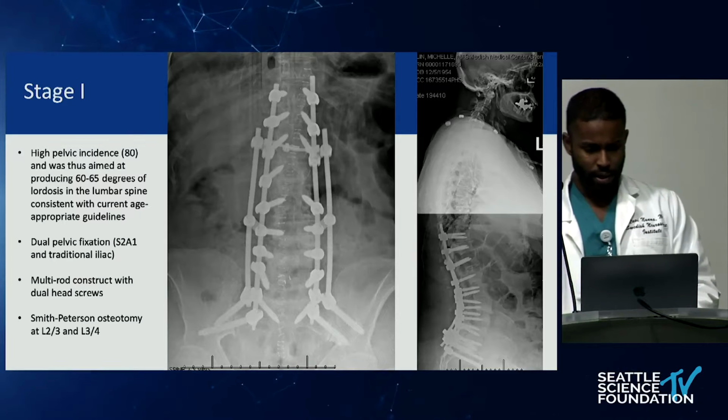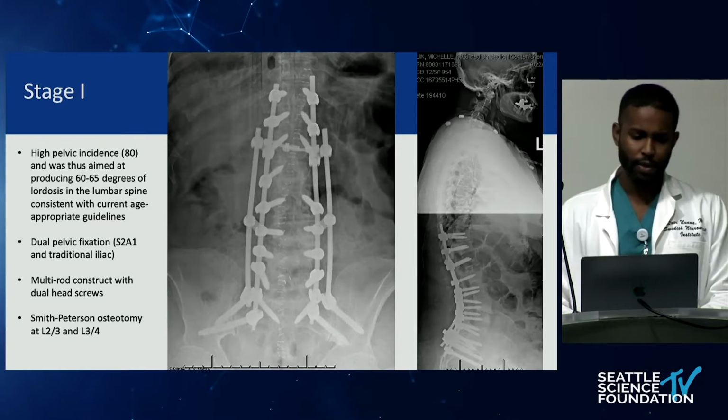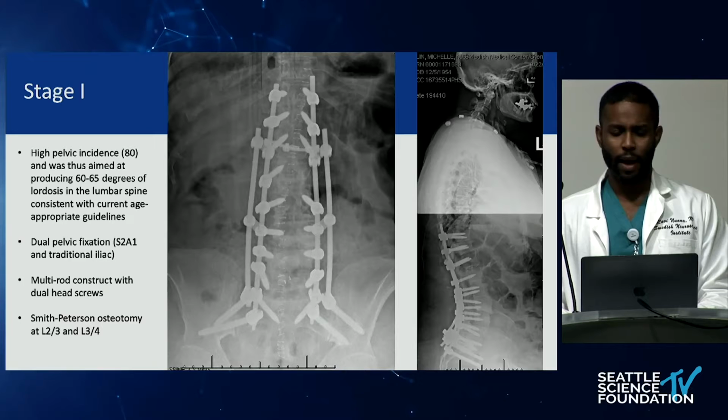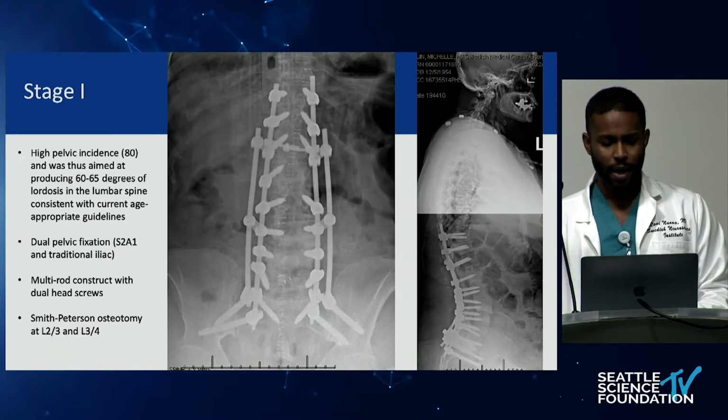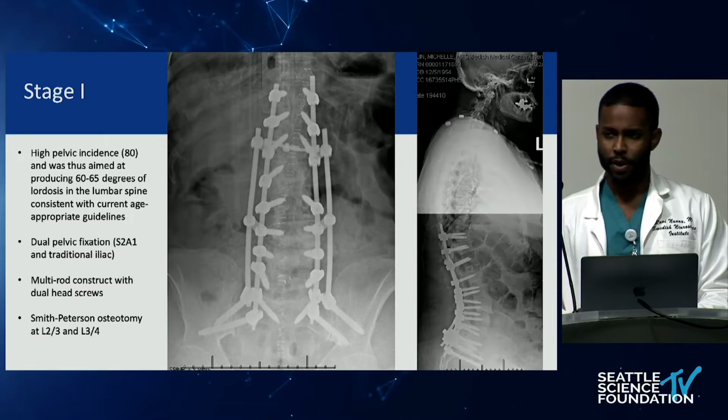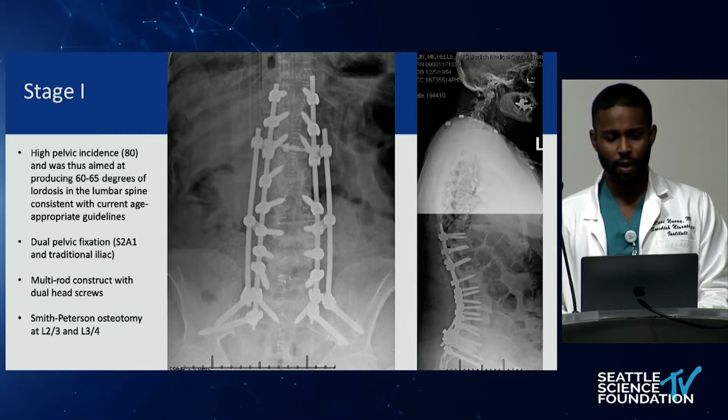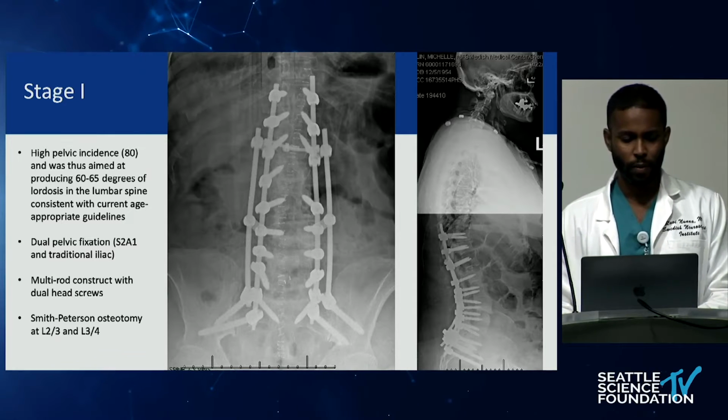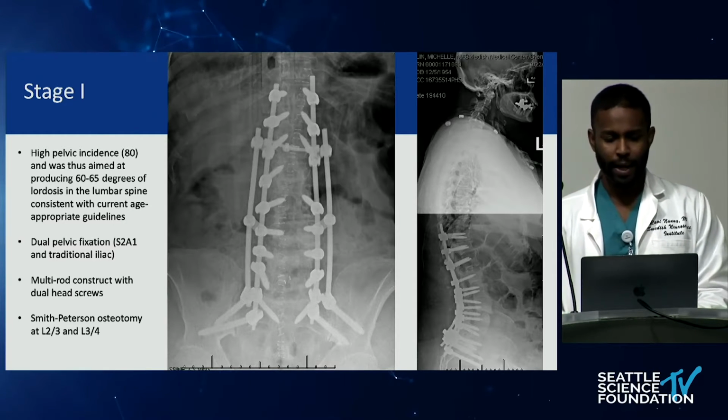Pictured here are postoperative films after stage 1. This patient had a high pelvic incidence of 80, and we thus aimed to produce about 60 to 65 degrees of lumbar lordosis, which was consistent with current age-appropriate guidelines.